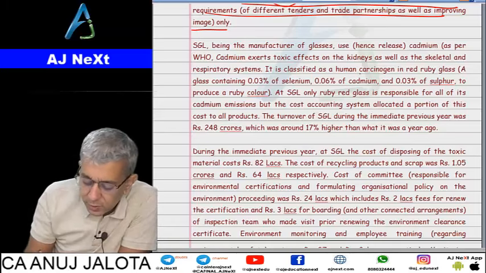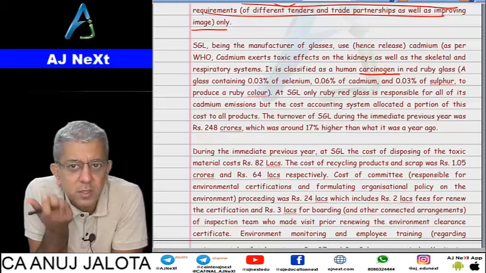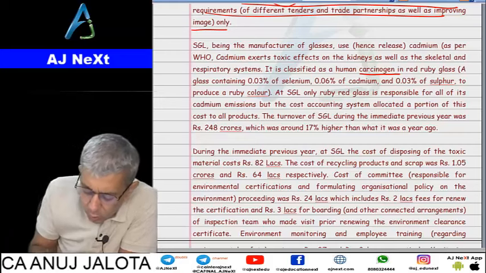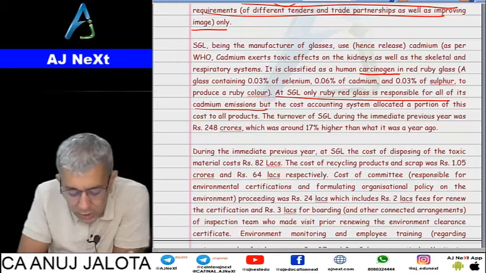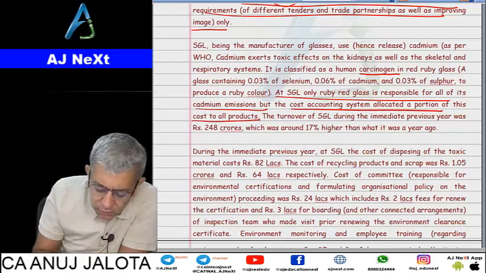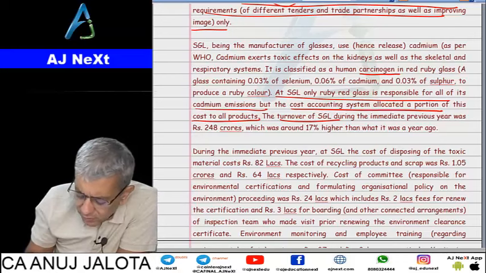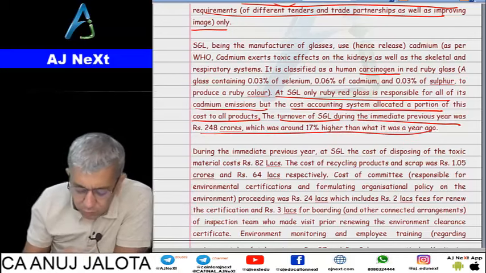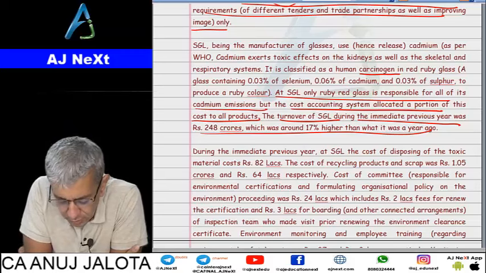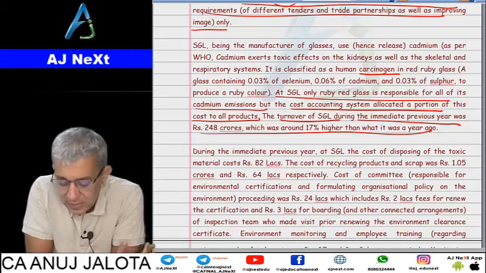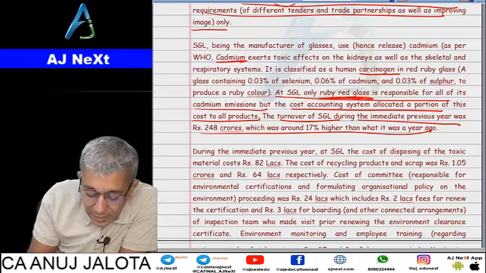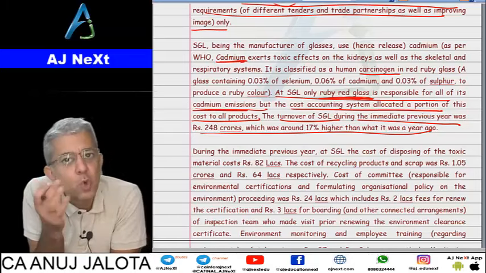Now, this I can try to tell you. This material is cancer causing in human beings. So for making the glass, they use this material a lot. At SGL, only red ruby glass is responsible for all the cadmium emissions, but the cost accounting system allocated a portion of this cost to all the products. The turnover of SGL during the immediate previous year was 248 crores, which was 17% higher than a year ago. So they are saying that in this company, only this red ruby glass, which contains that cadmium, is responsible for all the emissions.